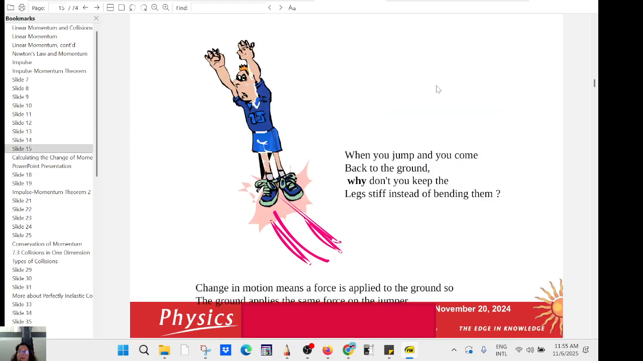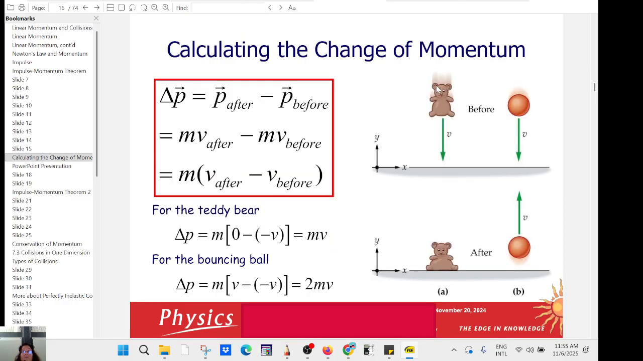So same way, if you jump, do you stay stiff or do you bend the knee? Bend the knees, right? So you increase the time of impact, you decrease the force of impact. If something bounces, there is always a larger change in momentum. So you can take those two examples here. You have the teddy bear and then stop there. And then you have a bouncing ball.